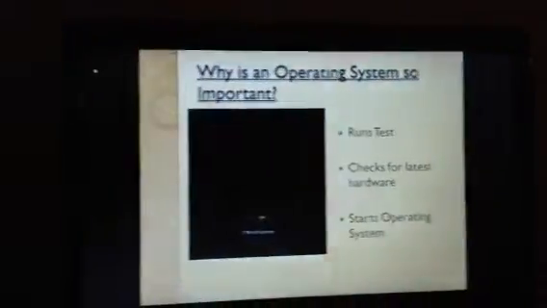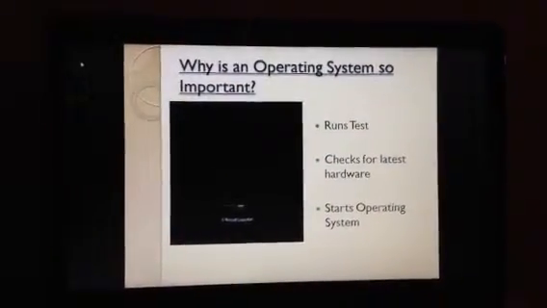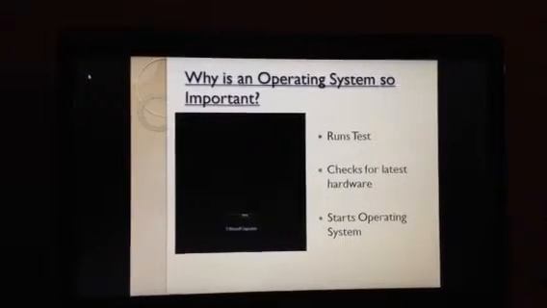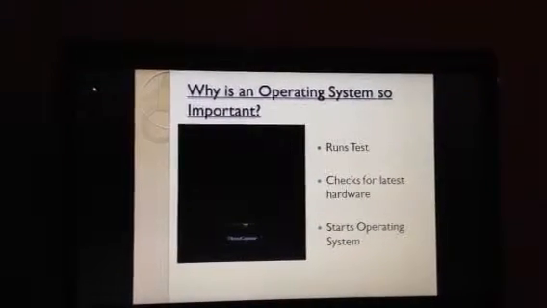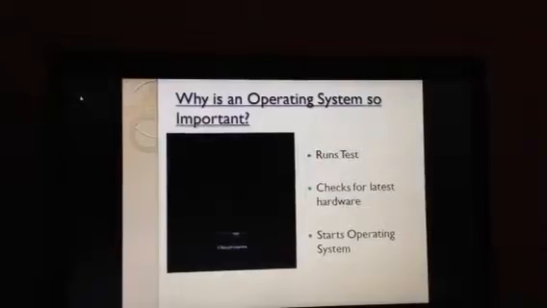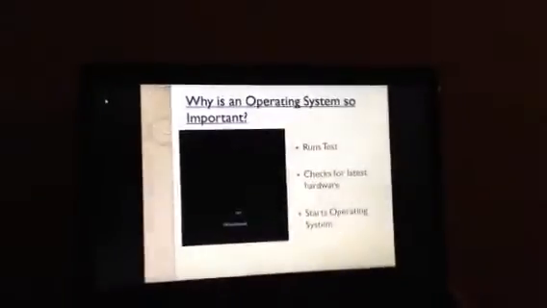So why is an operating system so important? Good question. When an operating system is started up, it runs tests, it checks for the latest hardware, and the operating system is started during your booting up. So when you push that power button on a computer, it's booting up and it's starting your operating system and doing those other 2 functions at the same time. Pretty neat, right? Yes.